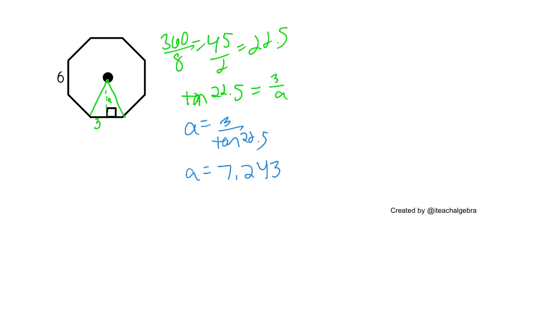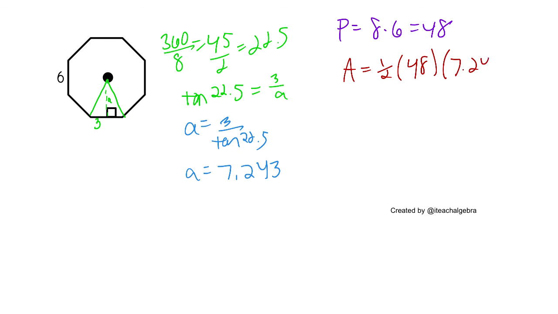Our perimeter we can find pretty easily. We do 8 times 6, that's 48 units. And now we have what we need to find the area. The area is 1/2 times the perimeter times the length of the apothem. Put that in the calculator. And our area is 173.82 units squared.